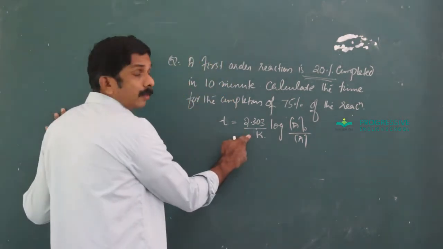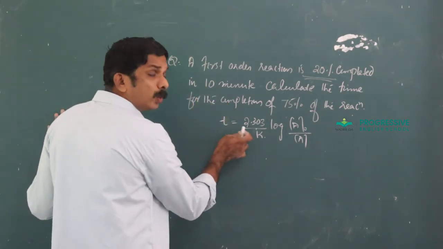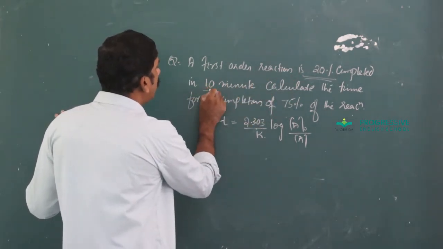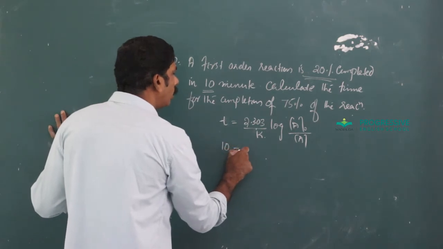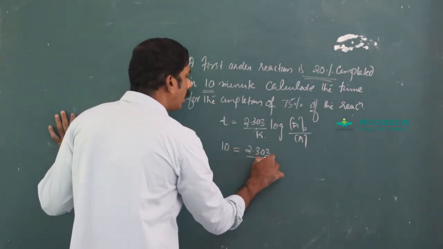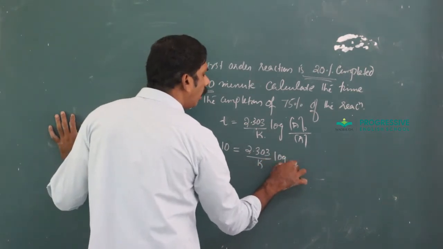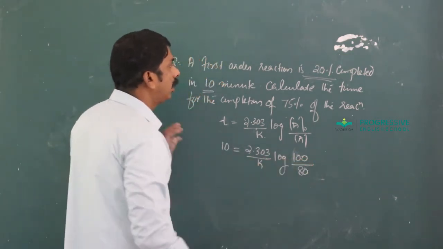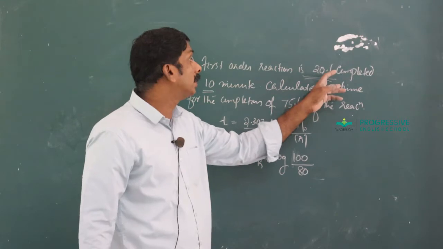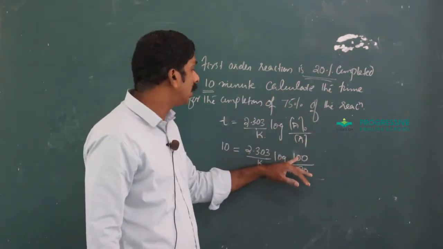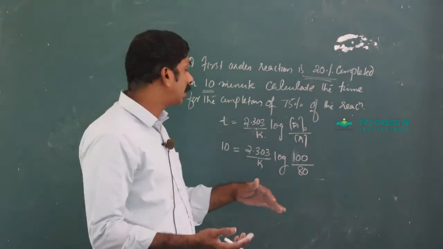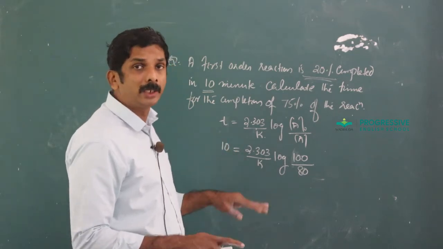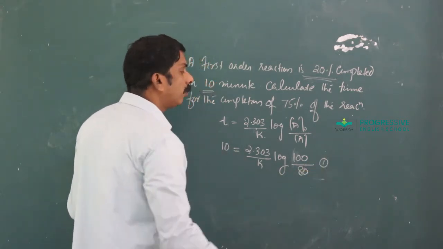Here, in the first case, we have two equations. T 20% is 10. 10 equal to 2.303 divided by K log 100 divided by 80. How does it become 80? 20% of that reaction is completed. Initially it is 100%, and out of 100%, 20% is completed, and the remaining is 80, and the time for that is 10 minutes. That is equation number 1.